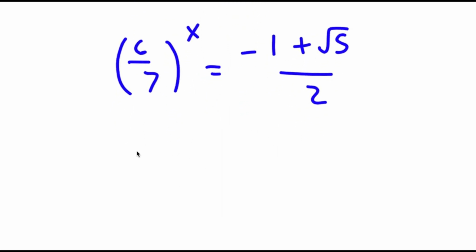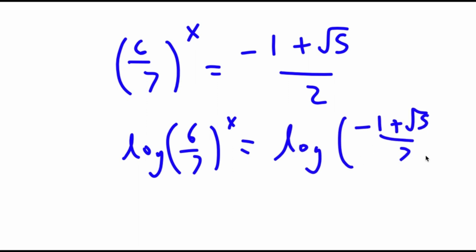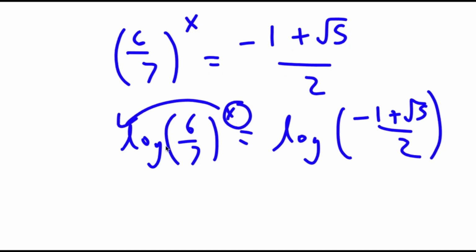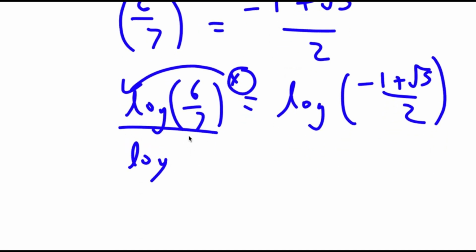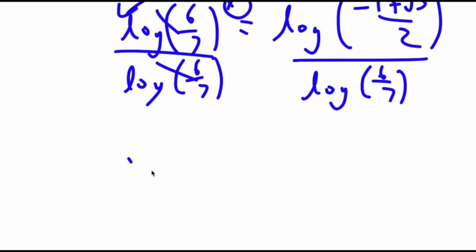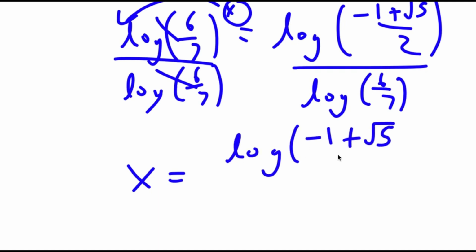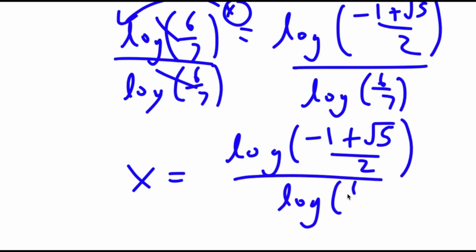I'm going to take the log on both sides. So now I have log of 6 over 7 to the power of x is equal to log of negative 1 plus the square root of 5 over 2. So now I can move this x to the front and divide both sides by log 6 over 7. So now I have these two cancel out. x is equal to log of negative 1 plus the square root of 5 over 2, over log of 6 over 7.